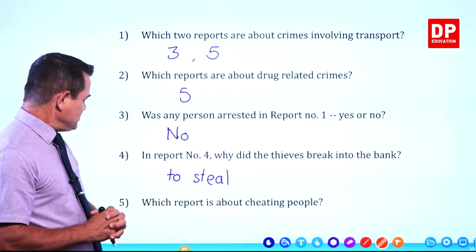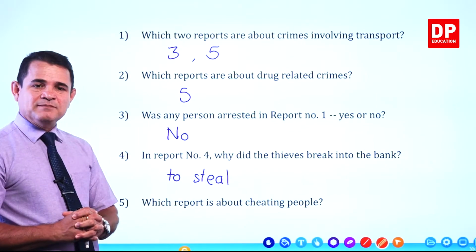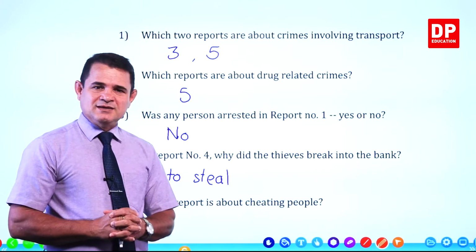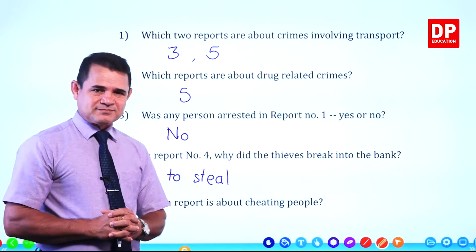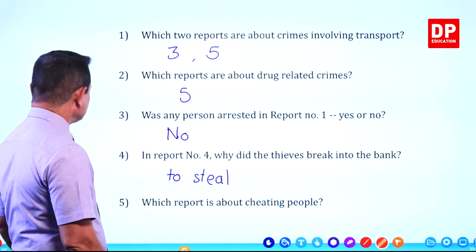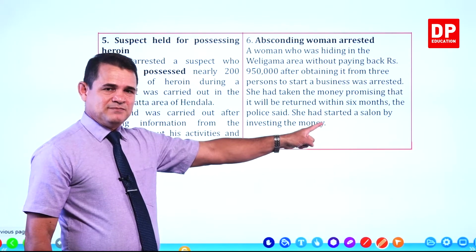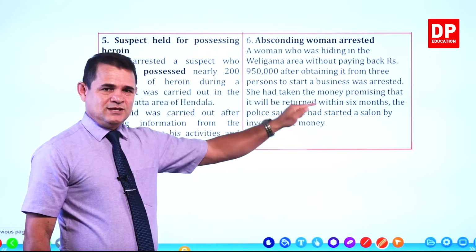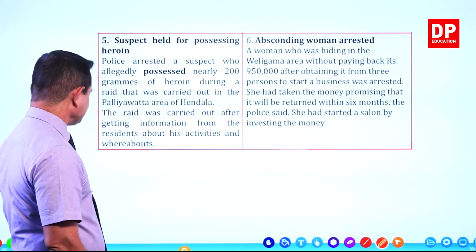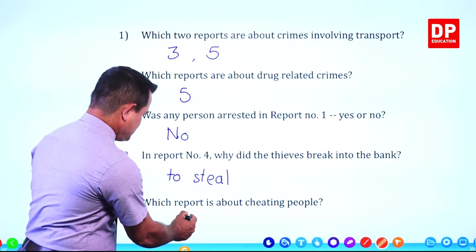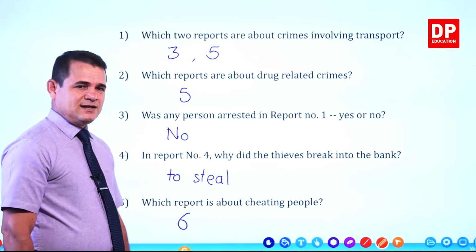Right. Question number 5. Which report is about cheating people? මිනිස්සු රැවට්ටීම පිළිබඳ මොකක්ද? කොයි report එකේද කියුනේ? I think you can remember this. Number 6. Cheating people. සල්ලි අරගෙන නොදී හැංගිලා හිටියේ. So that report is number 6. Very simple.